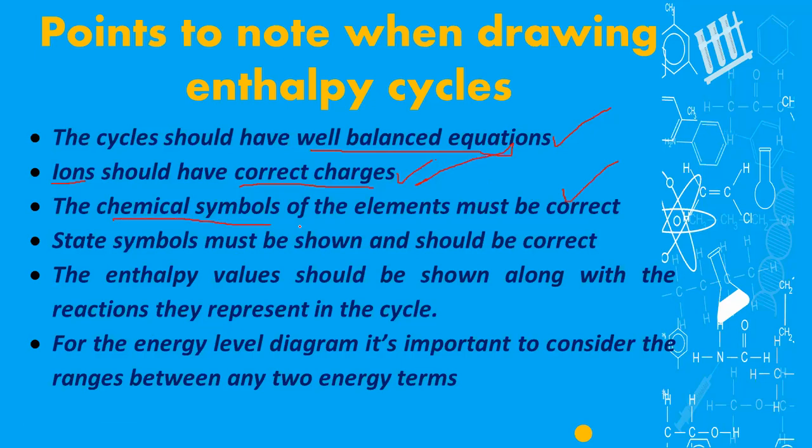The chemical symbols of the elements must be correct. Then what next? State symbols must be shown and should be correct. Then the enthalpy values should be shown along with the reactions they represent in the cycle. Yes. And then what next?